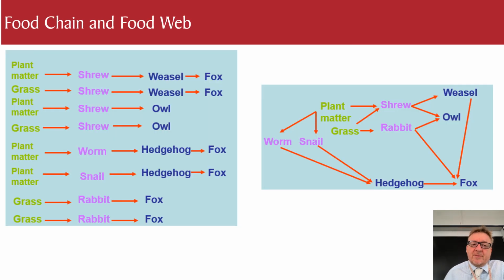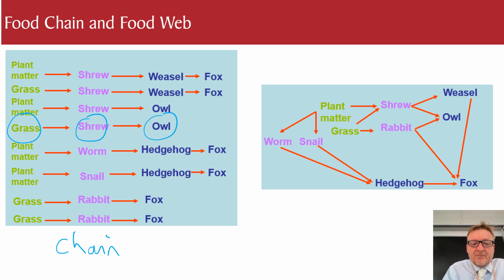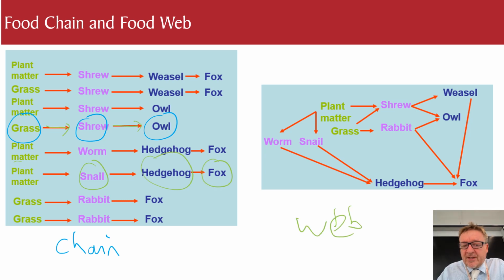Food chains and food webs. So on this left hand side, I've got loads of food chains. I'll start with the grass, I go to a shrew, and then the owl eats it. The arrow to me means eaten by. So grass is eaten by a shrew, which is then eaten by an owl. And there's another one here. Plant matter is eaten by a snail, eaten by a hedgehog, eaten by a fox. And a food web is a combination of all those food chains together.